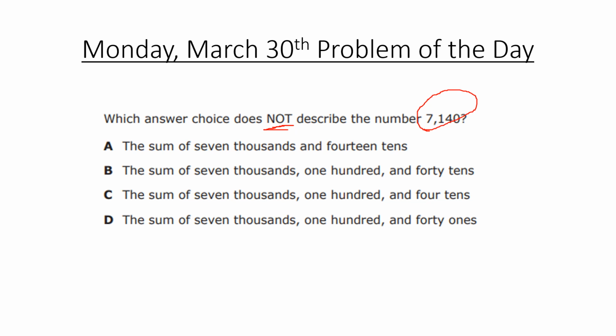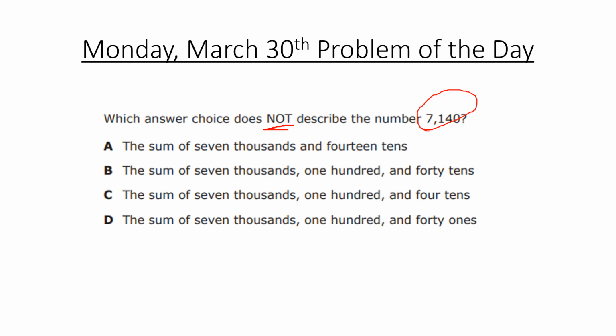Okay, so by now you've solved your problem. Hopefully you have drawn a picture of some sort to help you figure out the answer. Now we're going to work together so you can check your work. I'm going to reread the problem. Which answer choice does not describe the number 7,140? Just glancing at my answer choices, I know that this problem has to do with place value.